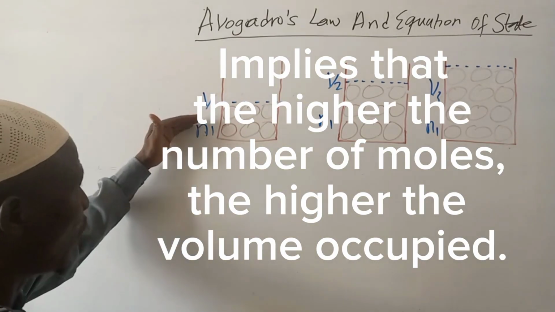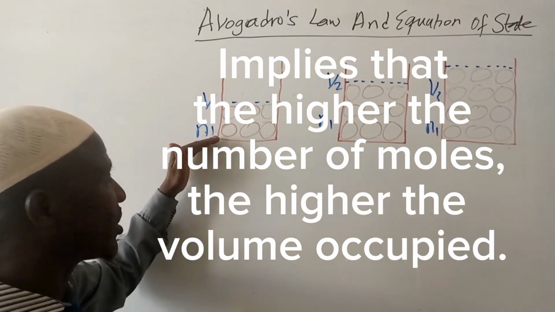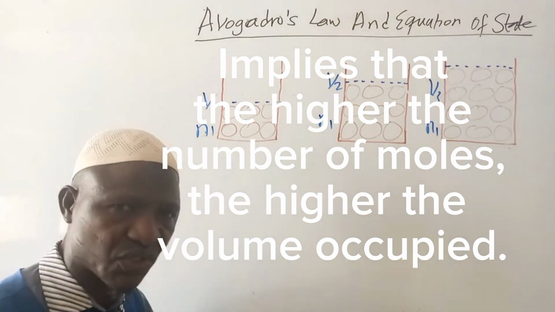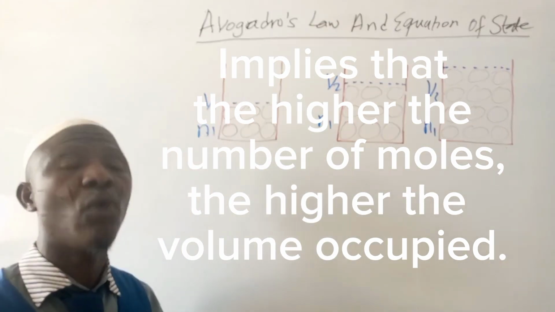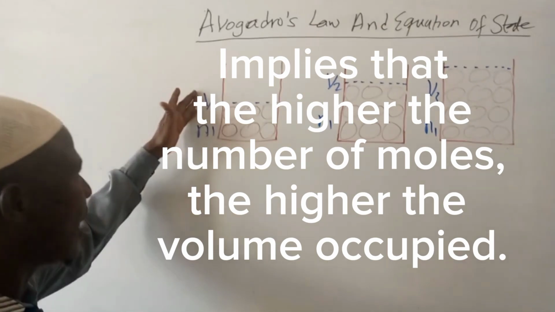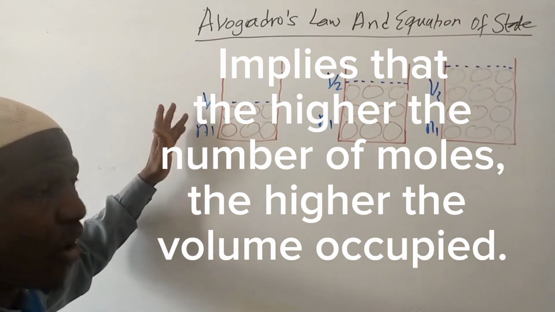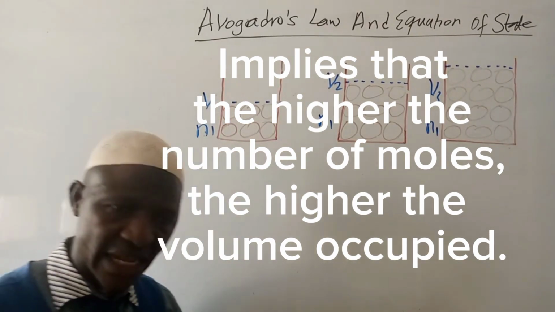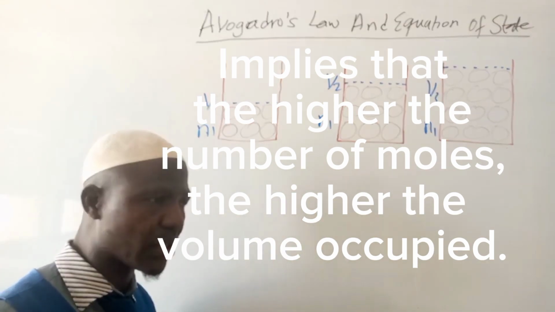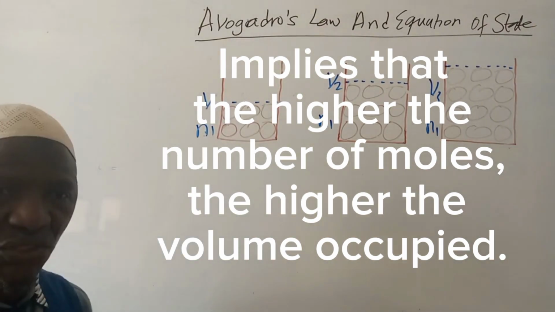So when you increase volume, you are increasing the number of moles. When you increase the amount of substance, you are increasing the volume occupied. This shows that volume and number of moles are directly related, as we have in Charles' law and Pressure law.